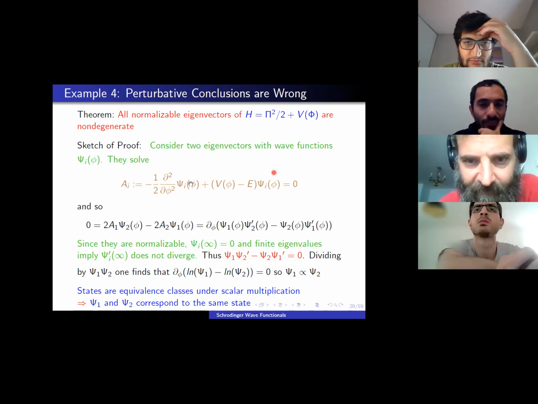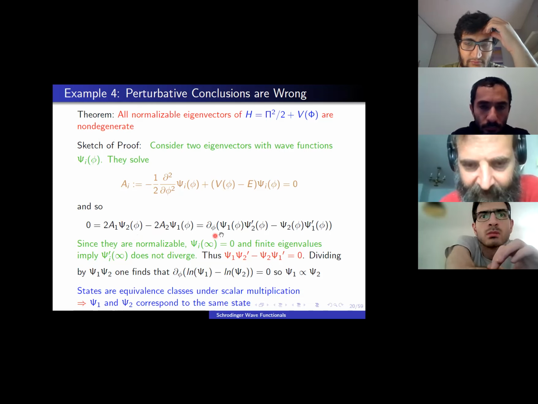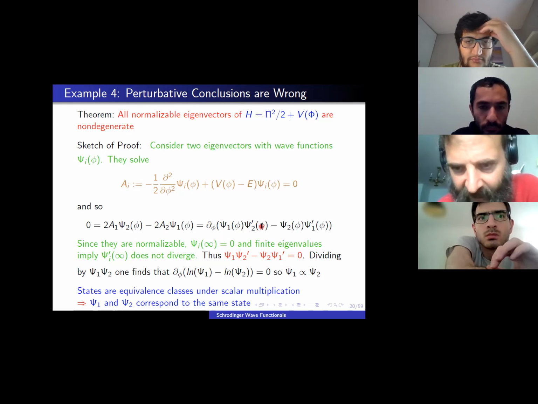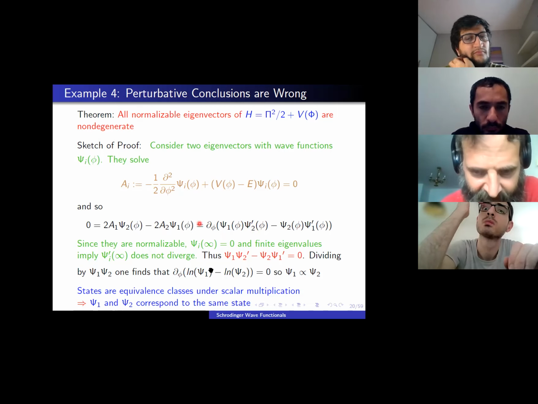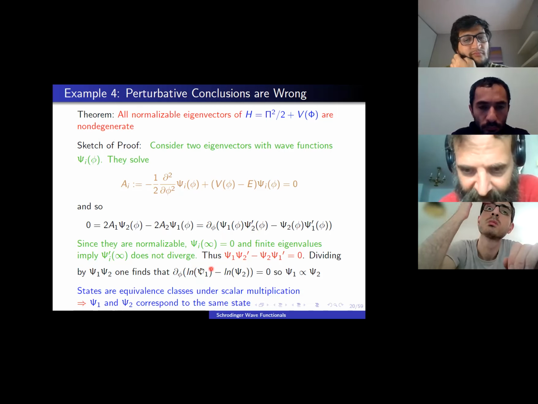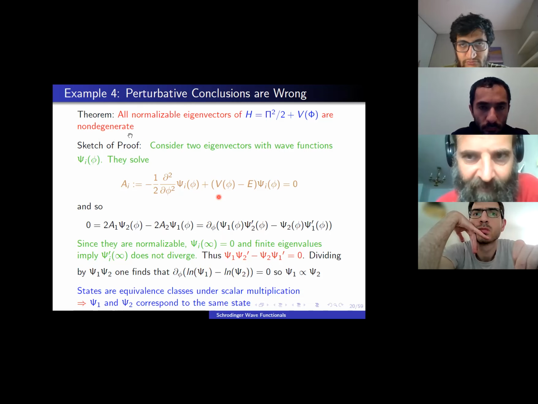You just consider this combination here, it's 0 by the eigenvalue equation. So you can consider 2 linear combinations of these A's, and it tells you that since A is 0, the derivative of this thing is 0. And at phi equals infinity, this is 0. And so this must be 0 for every phi because the derivative is 0. And that turns out to be this equation over here, which tells you that the 2 eigenvectors, psi1 and psi2, are proportional. So any 2 eigenvectors with the same eigenvalue are proportional. And so that tells you that the eigenvectors are non-degenerate. So perturbation theory gave us the wrong answer.